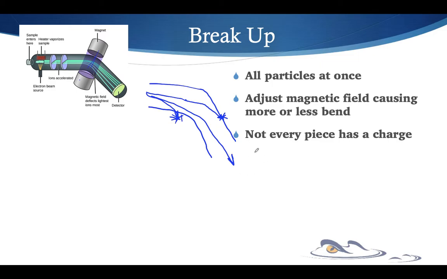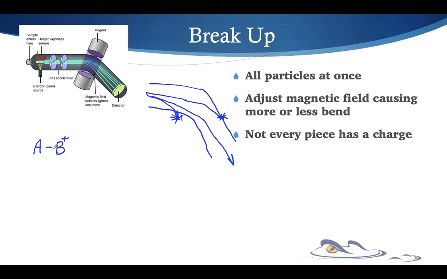Now, here's an important little tidbit. Not every piece has a charge. I think this is an important part of understanding mass spectroscopy, and as we talk a little bit more, that's why I'm going to take just a moment to explain this. So let's say we have a particle. I have A and B that are together, okay? And inside this area here, in the ionizing section, we're going to give this a charge. It'll be a positive charge, okay? So now this particle has a charge.